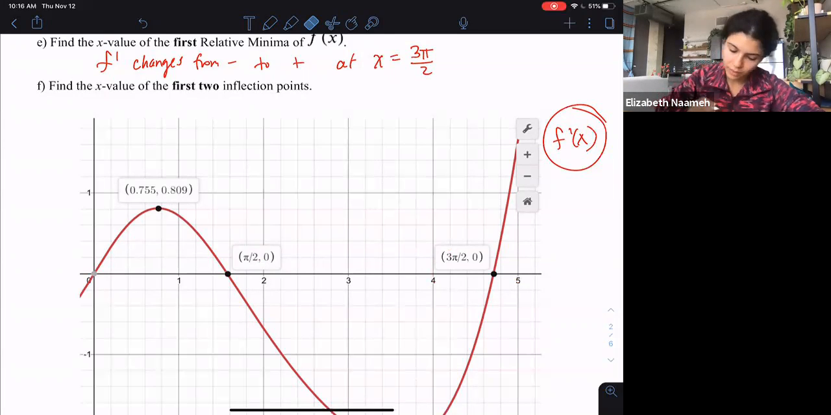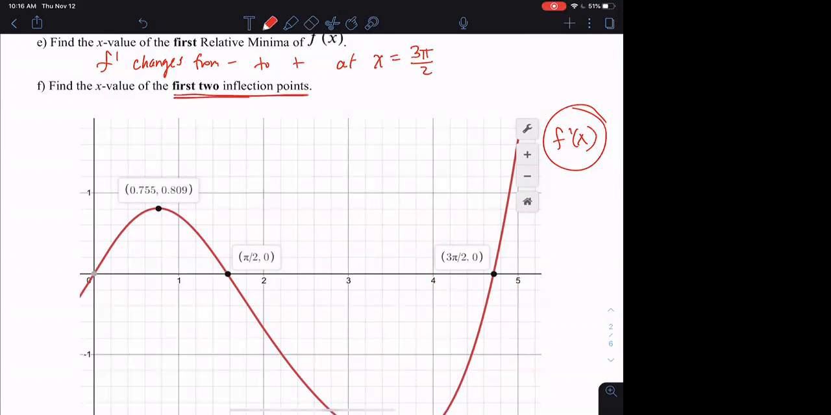Okay, let's do F. Find the first two inflection points. Write down the first two inflection points.